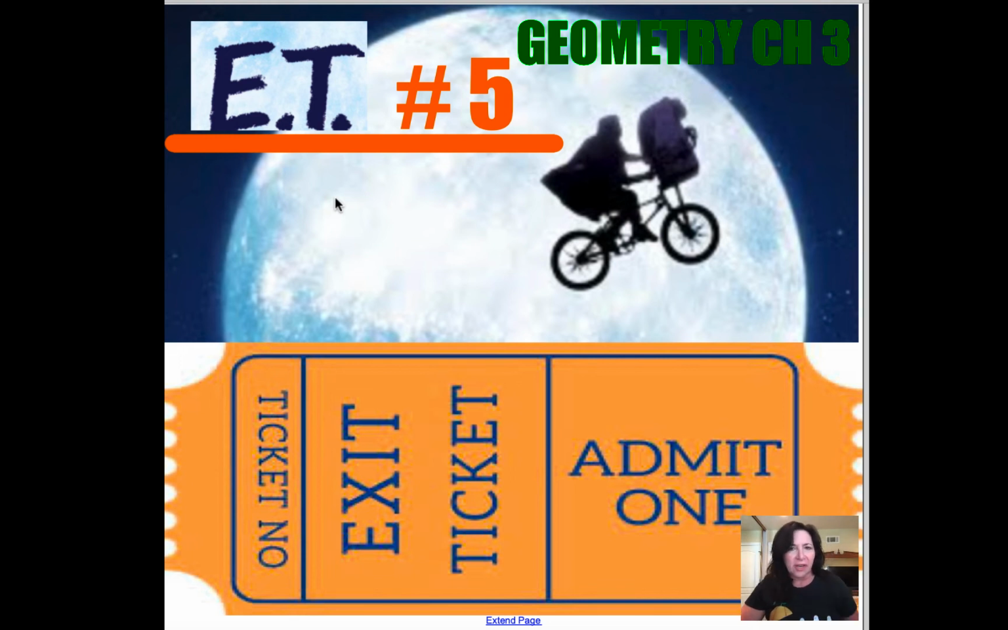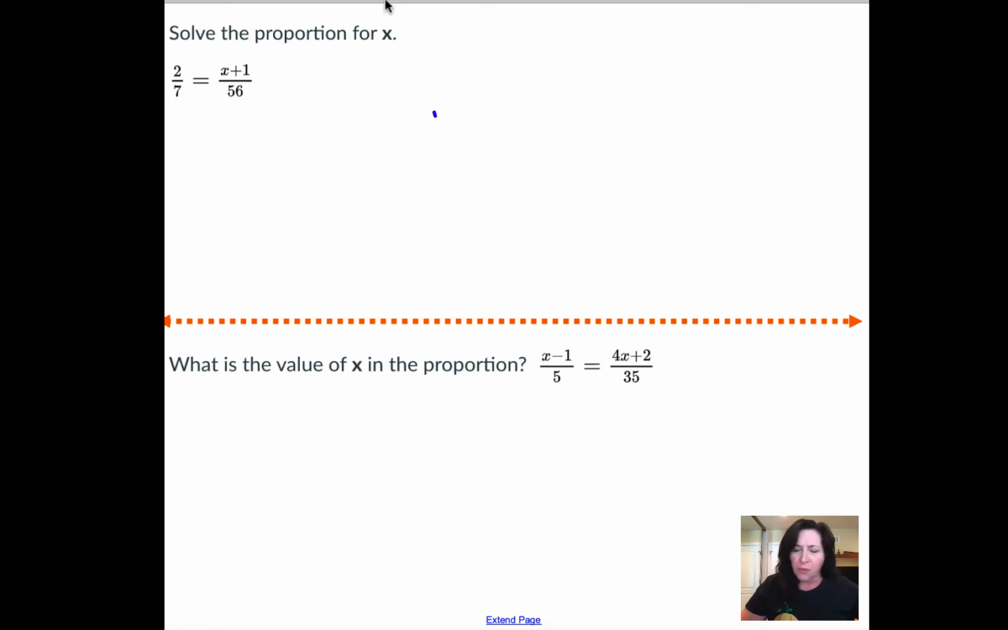Hi everyone, this lesson is for Geometry CPM, Chapter 3. This is a review that goes along with your exit ticket number 5. So let's get started. First question is going to be about proportion.